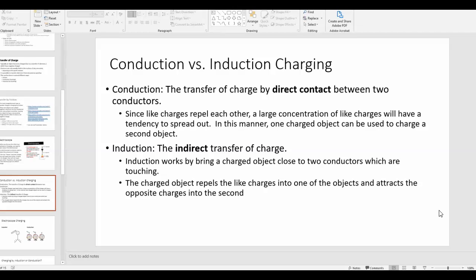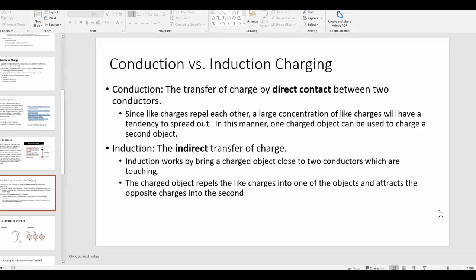Another example would be if you take a piece of metal and charge it up. If you poke somebody with it and shock them, that is a transfer of charge by conduction. So conduction involves direct contact. Induction does not involve direct contact between two objects. Induction refers to the indirect transfer of charge, and I'll explain the difference between conduction and induction more on the next slide. You can see a picture.